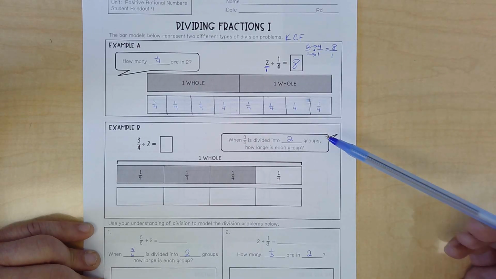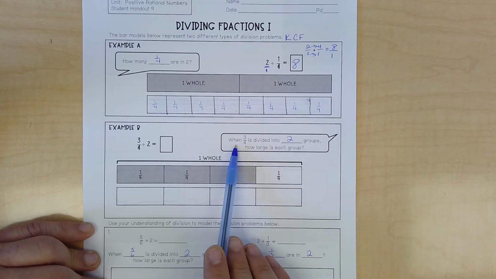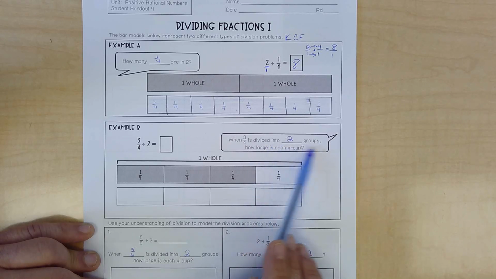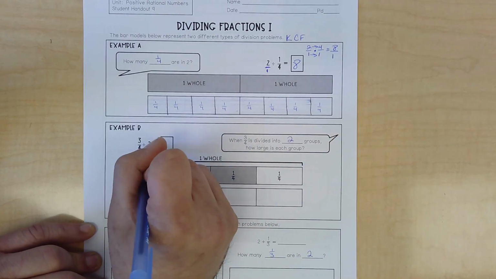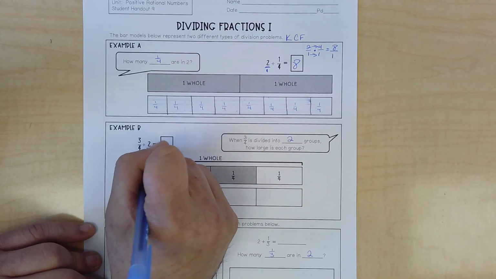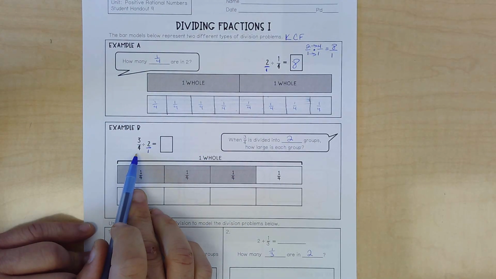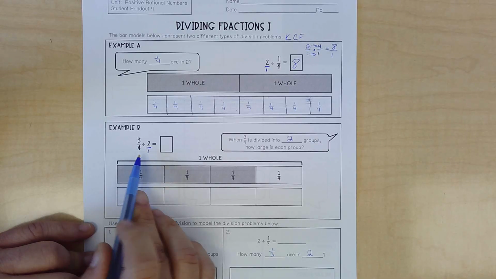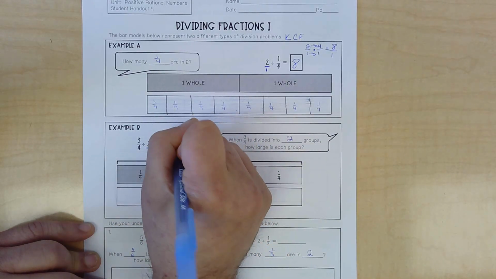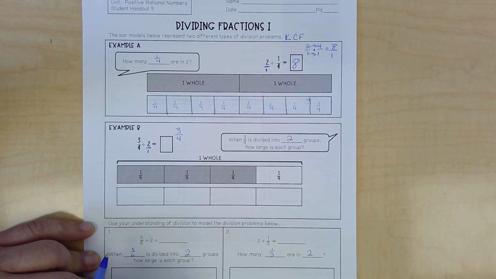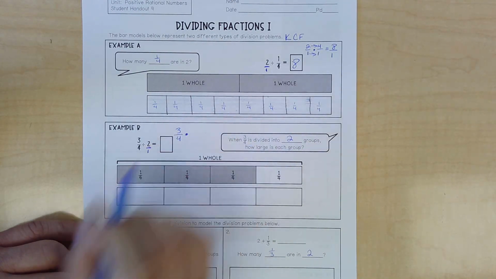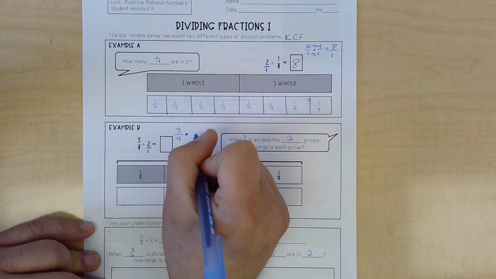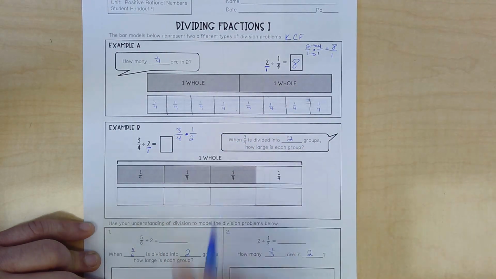Example B wants to know when 3/4 is divided into 2 groups, how large is each group? Okay, so we're going to do the same thing here. We're going to keep this fraction. And I'll write it right here. We're going to keep the first fraction. We're going to change division to multiplication. And we're going to flip 2/1 to 1/2.